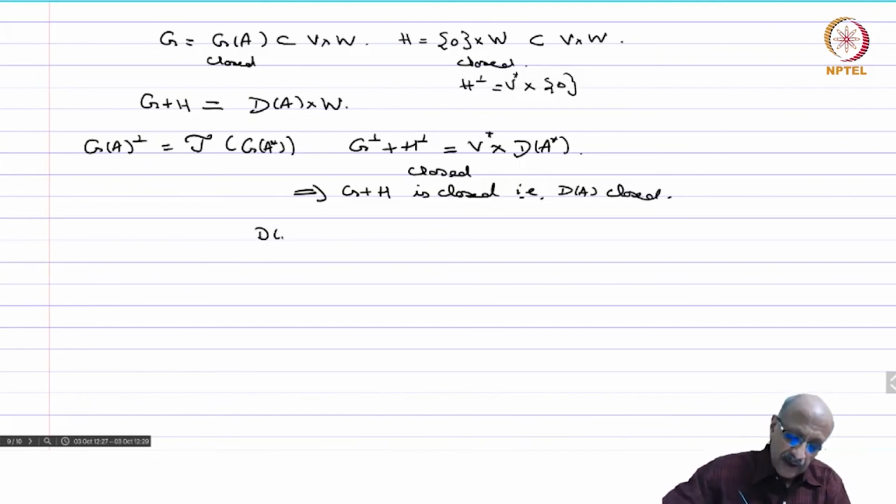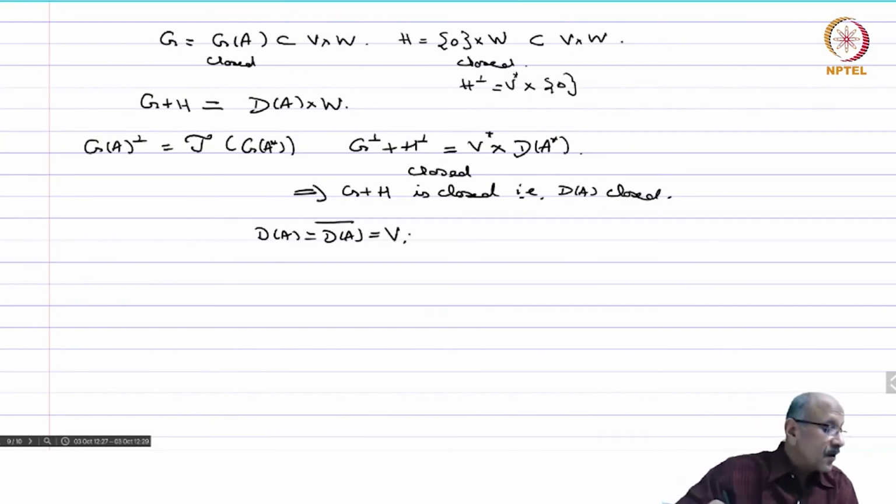Therefore D(A) equals D(A) closure, which will be equal to V, and that is the first part of the theorem which we wanted to prove. So this proves the equivalence of all the statements.